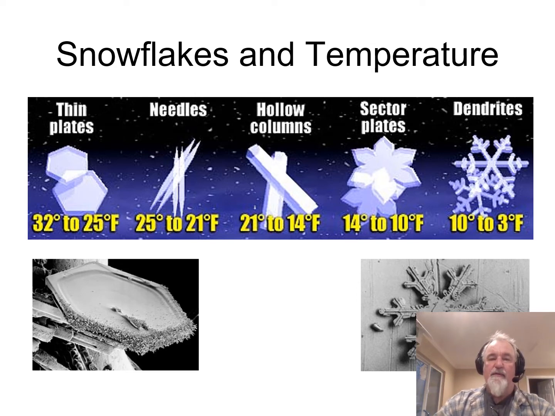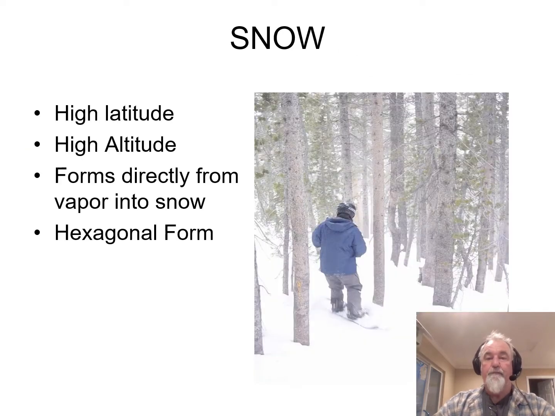So again, a typical snowflake could look like this, or it could look like this, dependent on the temperature. But all snowflakes would have a six-sided shape, but every single snowflake will be a little bit different than every other snowflake. So this is what snow looks like on the ground. Unfortunately, we still call that snow for the most part, but technically the snow is while it's still in the air falling down. Again, at high latitude and high altitude or elevation.